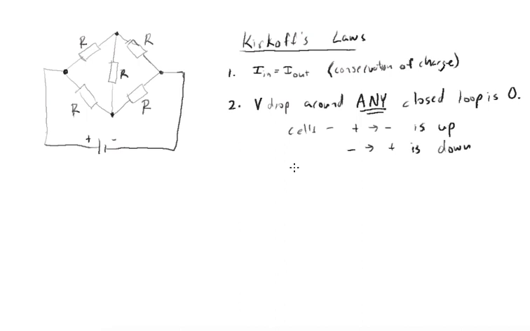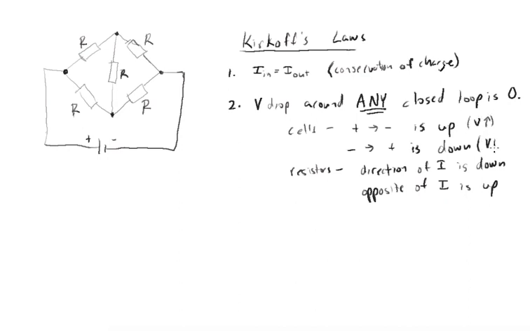For a resistor, direction of current is downhill because they're reducing it, it's flowing down it. Opposite direction of current is uphill. So what I mean by here is this is a voltage increase, this is a voltage decrease, right here, voltage decrease, voltage increase.